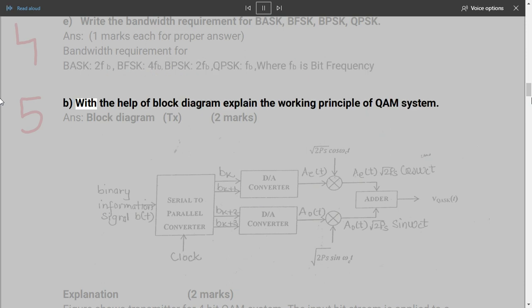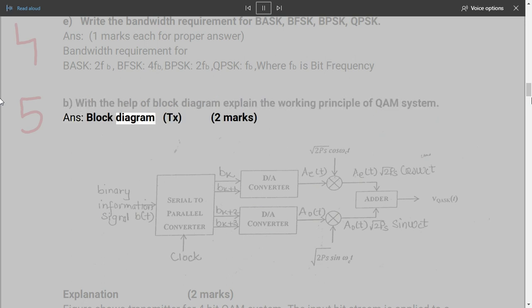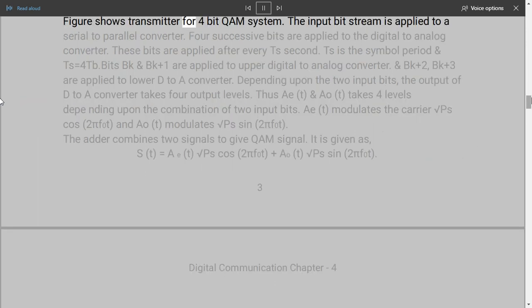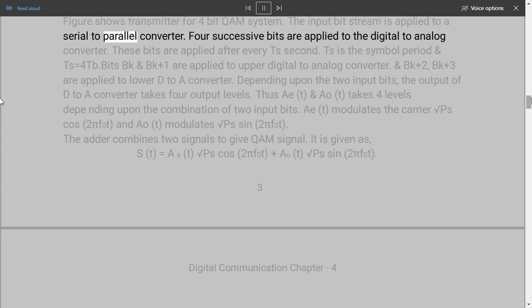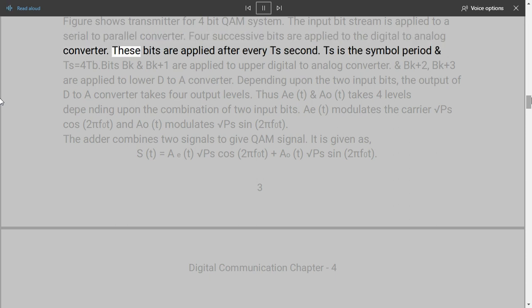B. With the help of a block diagram, explain the working principle of the QAM system. ANS: Block diagram, Tx, 2 marks. Explanation, 2 marks. The figure shows the transmitter for a 4-bit QAM system. The input bit stream is applied to a serial to parallel converter. Four successive bits are applied to the digital to analog converter. These bits are applied after every Ts seconds.